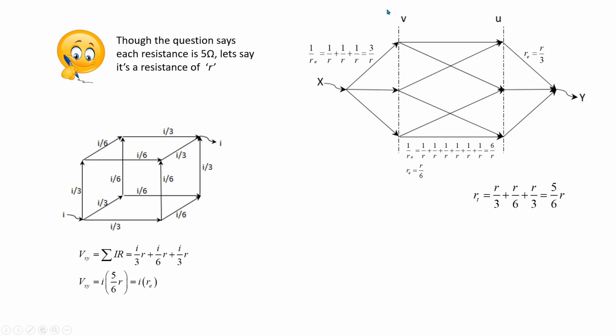The line V and U is an imaginary line where the voltage across V is always the same and voltage across U is always the same. That being said, we can assume the three lines between X and V are in parallel, and the lines between V and U are in parallel, and lines between U and Y are in parallel.